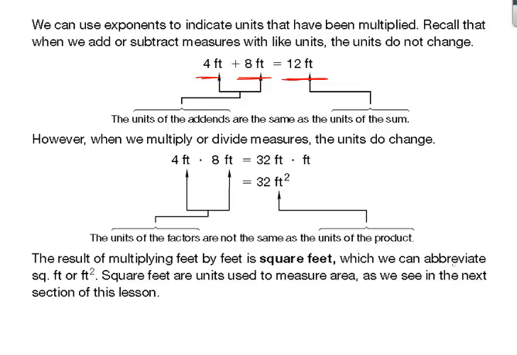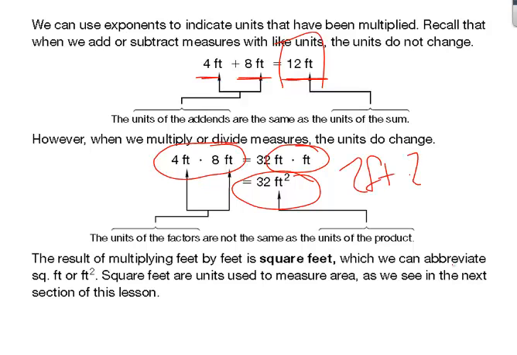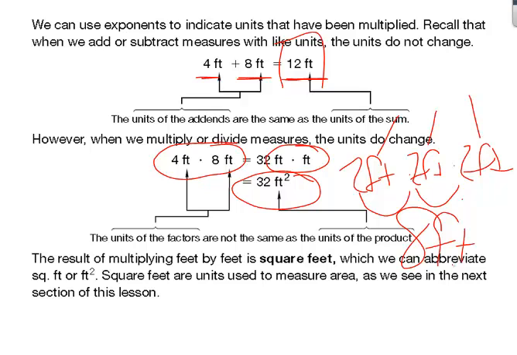When we're talking about units like feet, when we add feet, the answer stays feet. So 4 feet plus 8 feet is just 12 feet. But when we multiply feet, it becomes feet times feet. So it's 32 feet squared. So if I had 2 feet times 2 feet times 2 feet, my answer would be 2 times 2 is 4, times 2 is 8 feet. How many feet are there? 3 of them, cubed.